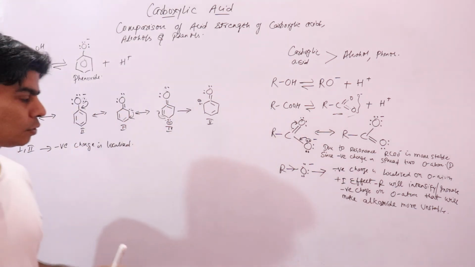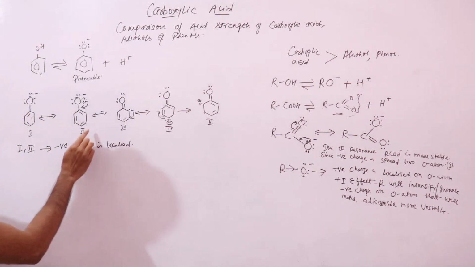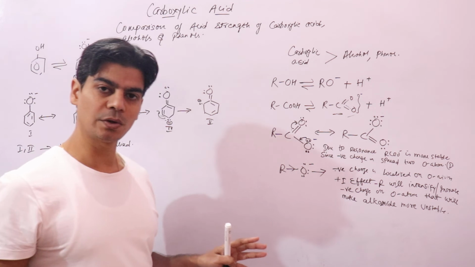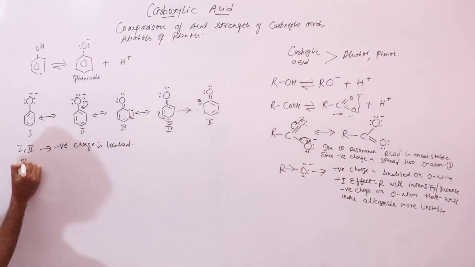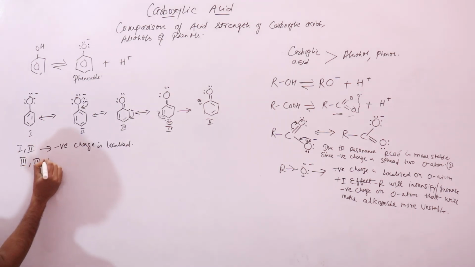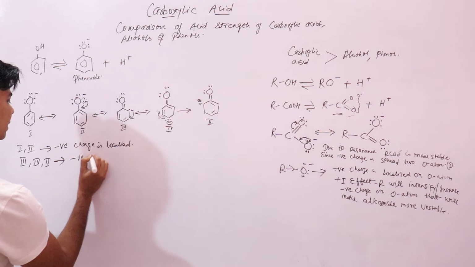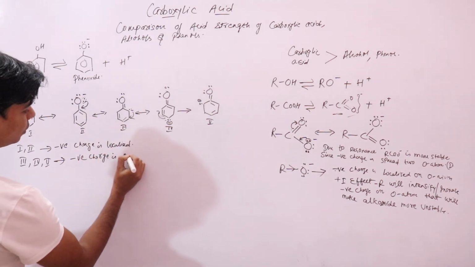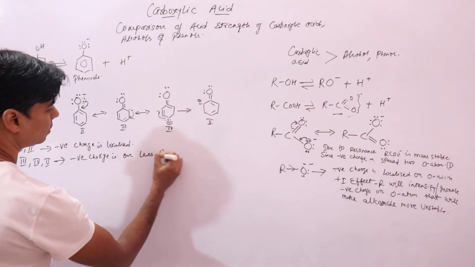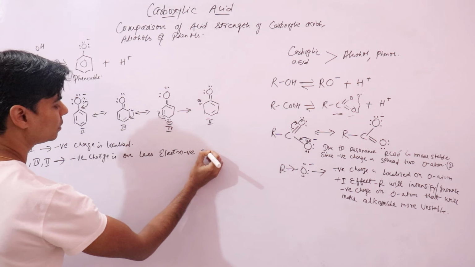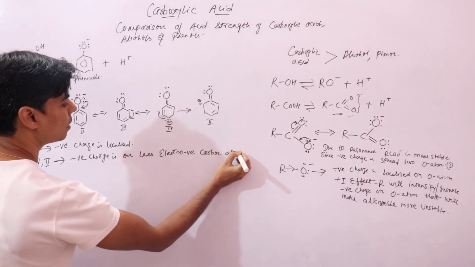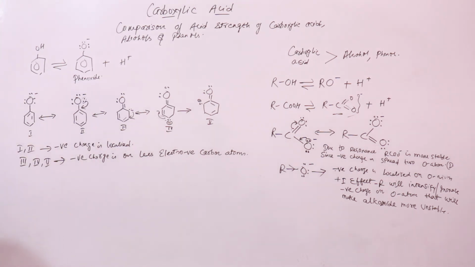These three forms will also not contribute more towards stability, because negative charge is on less electronegative carbon atom. So we write that in the third, fourth, and fifth, your negative charge is on less electronegative carbon atoms. That will again not add to the stability. Therefore, phenoxide ion, we say, is less stabilized by resonance than the carboxylate ion.